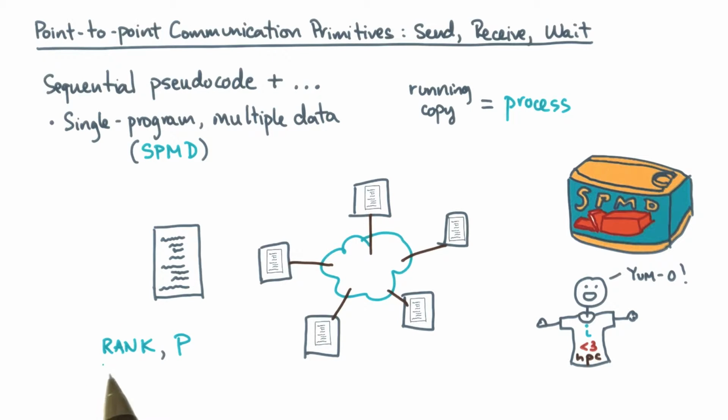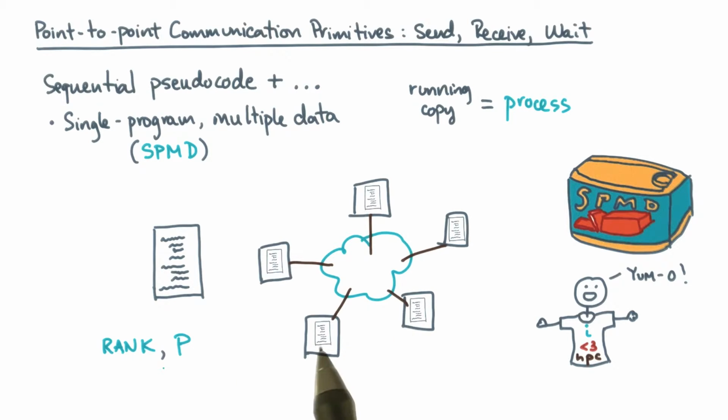variables, one called rank and one called p. Since the memories are private, these variables are private to each running process. Rank will be the ID of the running process, and it'll be unique. P will be the number of processes.